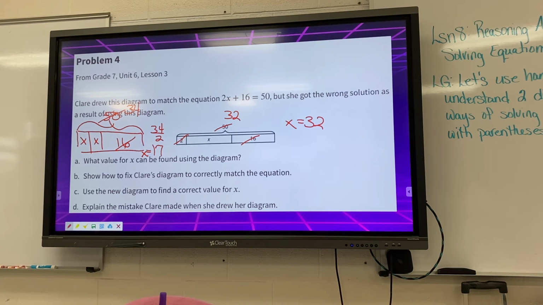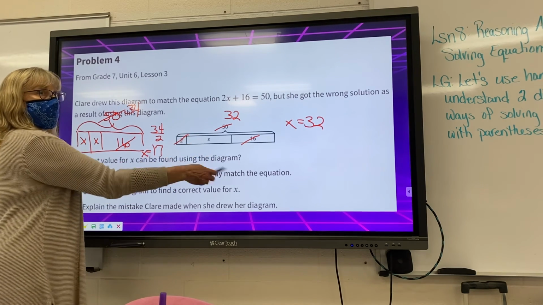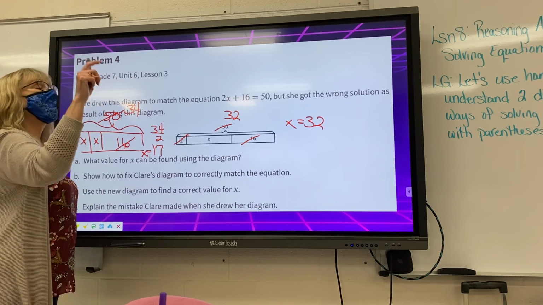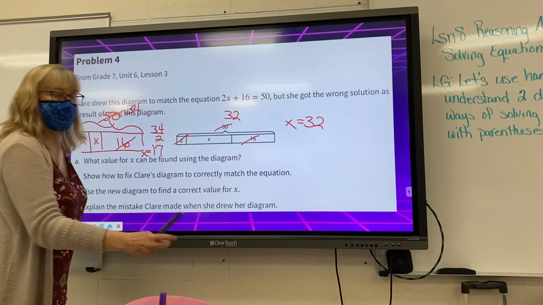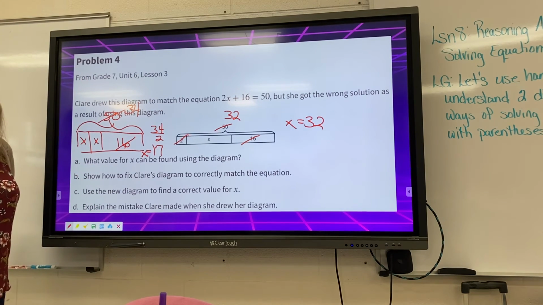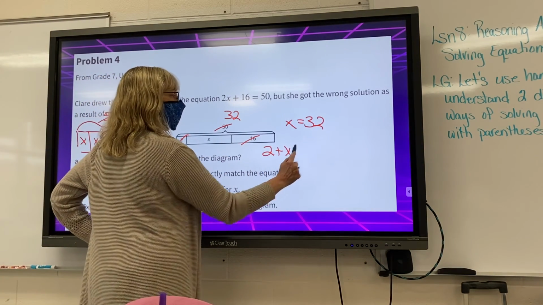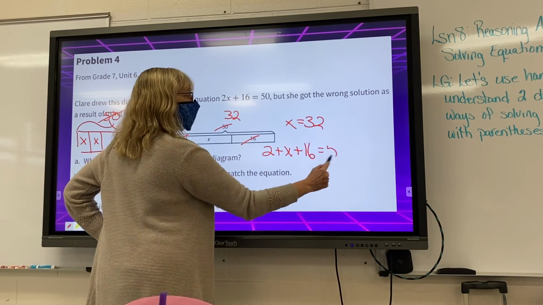Explain the mistake Claire made when she drew her tape diagram. Liam, what do you think? Where did she go wrong? She messed up because she isolated the x. So does this show 2 x's? No. It only shows 2, plus the x number, plus 16. I was going to say she drew 2 plus x plus 16. Yes, this is 2 plus x plus 16 equals 50.